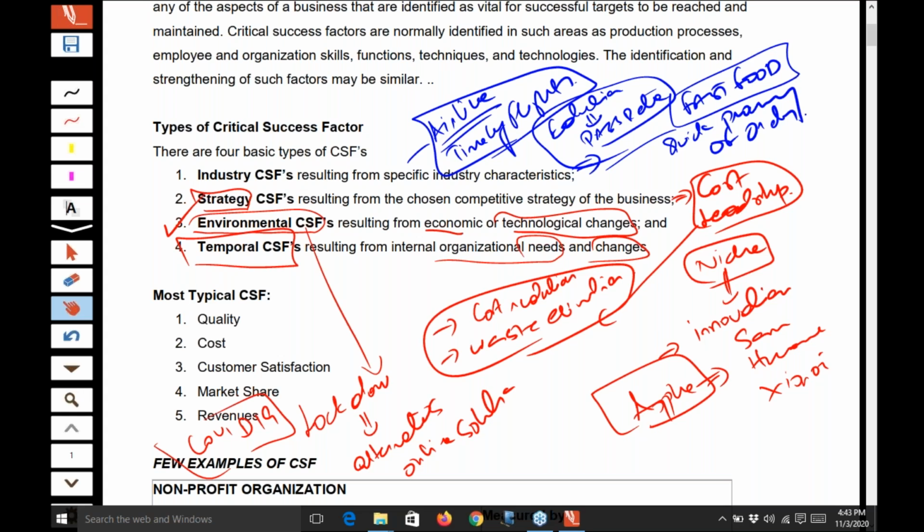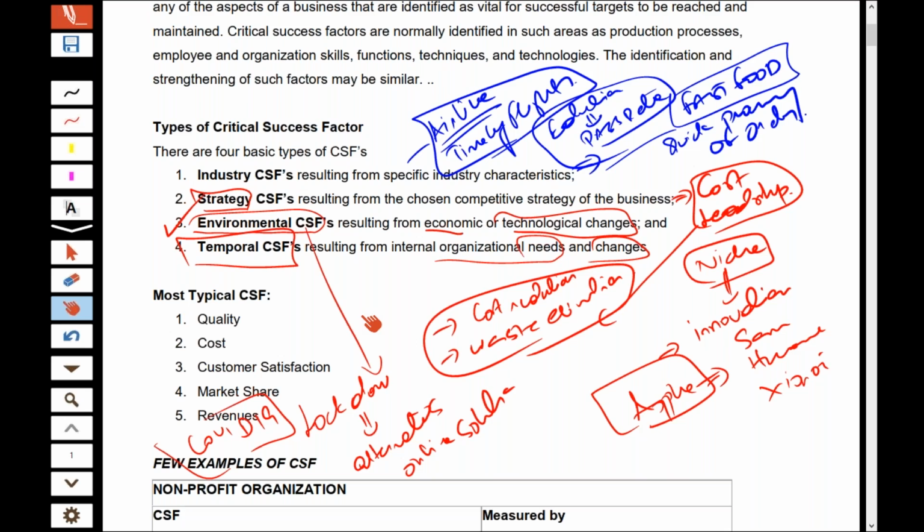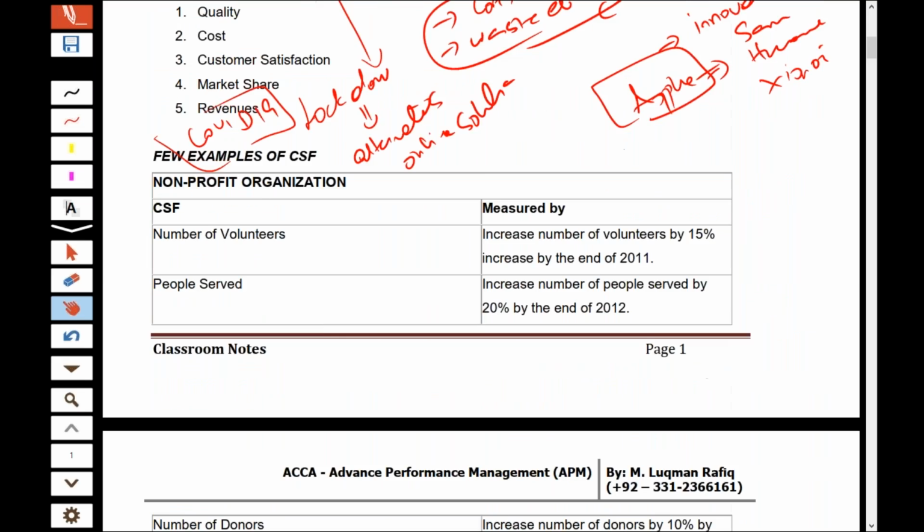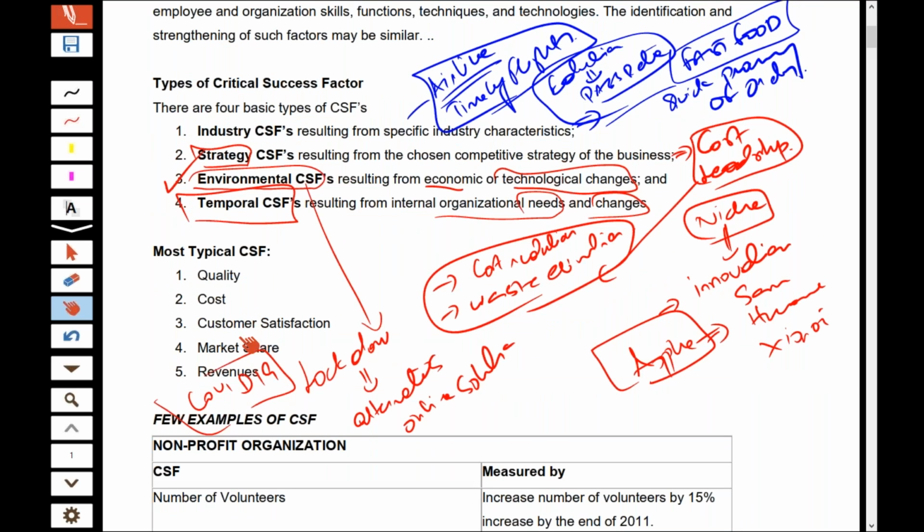So is everyone okay with this? Now let's move a bit forward and discuss further. There are the most typical examples of critical success factors for an organization, but again I'm telling you that it could be the same for many organizations and it could be different depending upon the circumstances, depending upon the situation, depending upon the conditions.